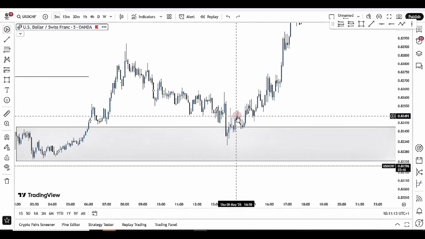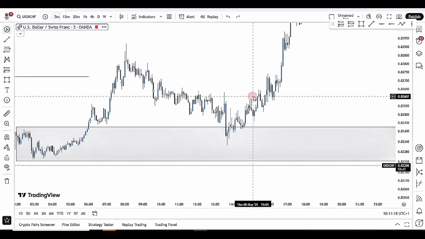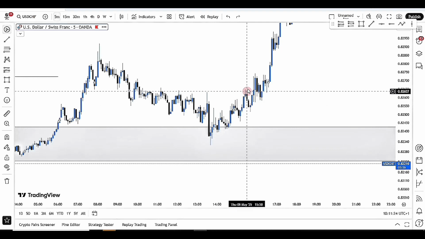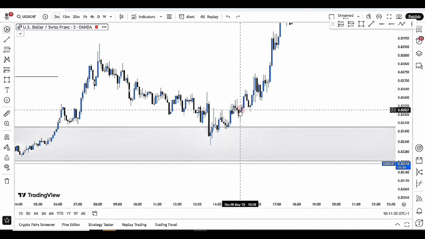So at this point, this was the part where we saw that shift of structure. Price broke this very last low that was formed on the 5 minutes time frame. And after that break of structure, we had a little 5 minute demand zone that was formed around this very level. So this is where I'm going to be interested to buy.